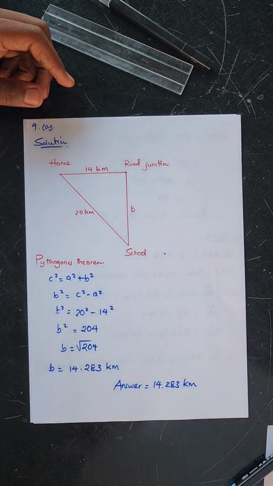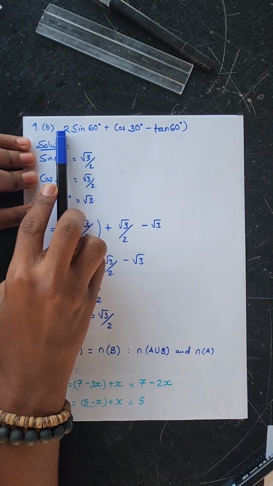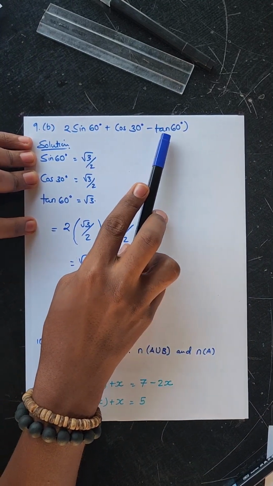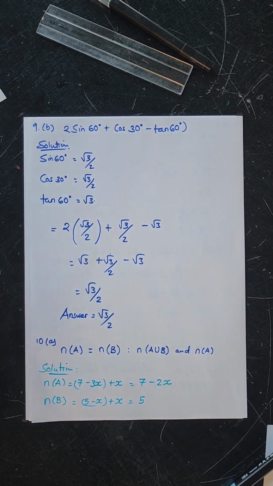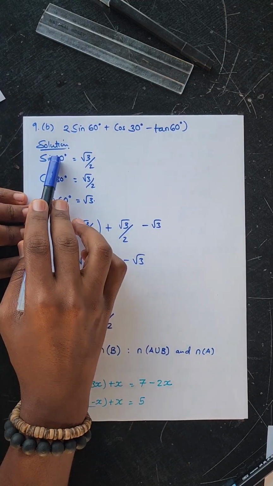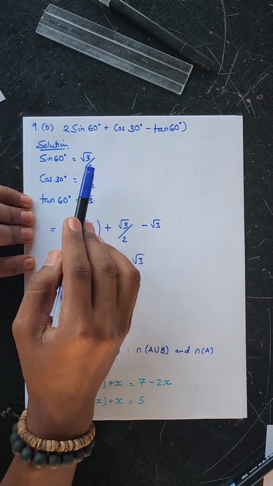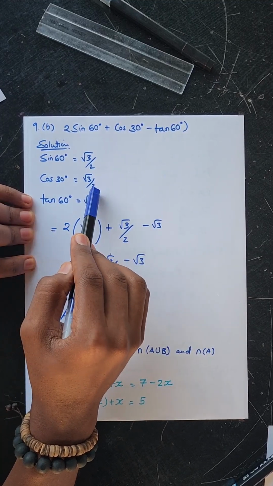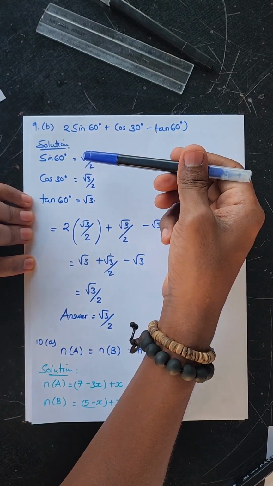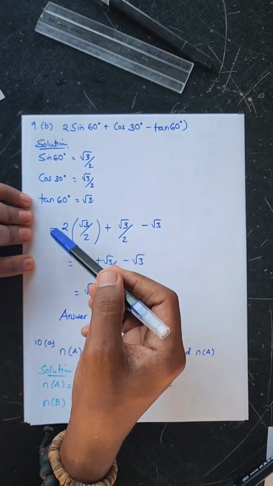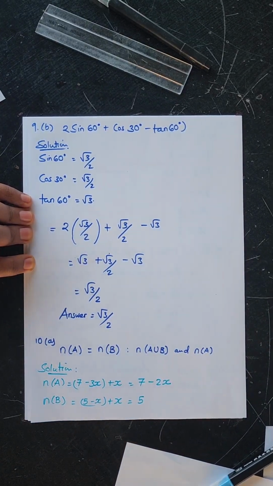Okay. Now, number 9B. 2 times sin 60 plus cos 30 minus tan 60. Okay, so this was the question and we needed to simplify it. These are the values we needed to have. Sin 60 equals root 3 over 2, cos 30 equals root 3 over 2, and tan 60 equals root 3. When we insert these values into our equation, we get 2 times root 3 over 2 plus root 3 over 2 minus root 3.